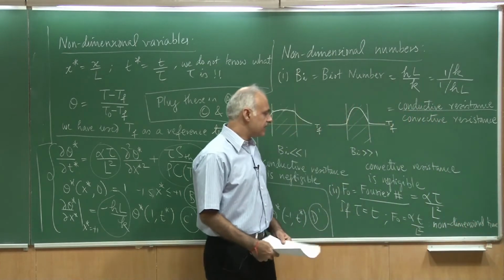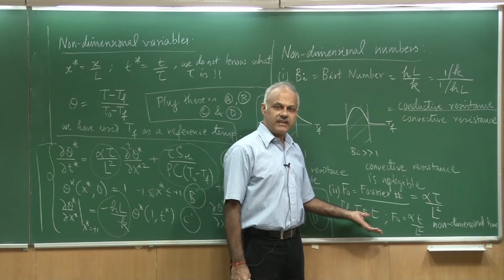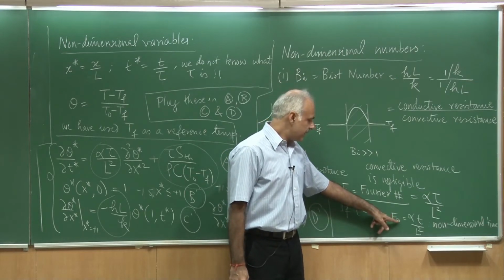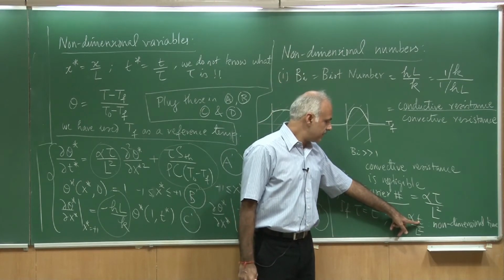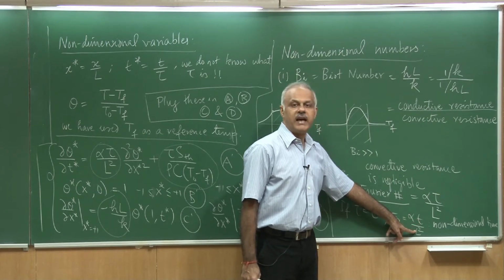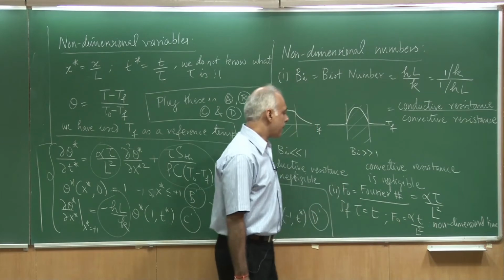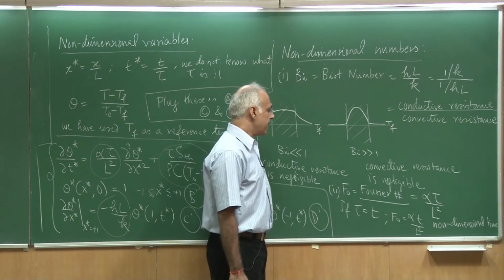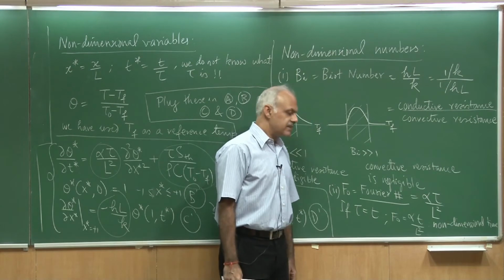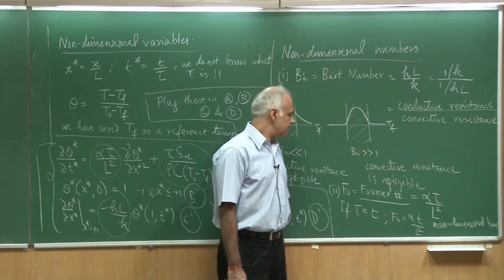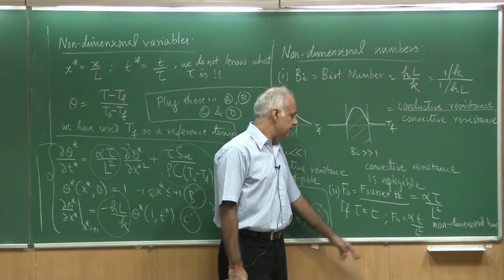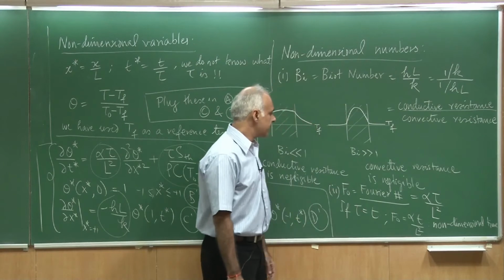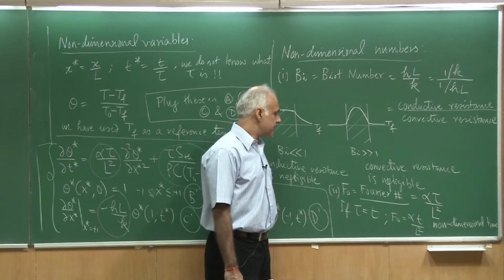And in fact, now you can ask yourself, what is the characteristic time for this problem? Because the Fourier number is non-dimensional, so t has the units of time. So the characteristic time would be L square by alpha. So it is in some sense the time needed for the temperature to diffuse inside the slab. It's based essentially on the conductivity, the density, and the specific heat capacity.